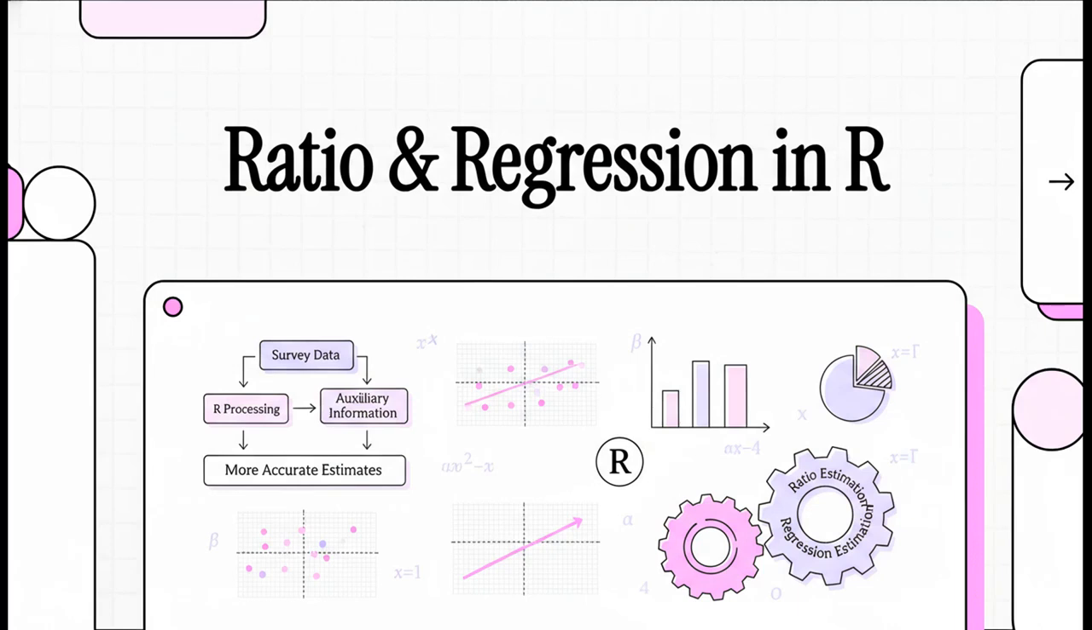Hey everyone, and welcome. So, you've got survey data, and you're thinking, how can I make my estimates even more accurate without having to go out and collect more data? Well, you've come to the right place. Today, we are going to dive into how you can use what's called auxiliary information right inside R to seriously boost the precision of your survey estimates. We'll be looking at two really powerful techniques: ratio and regression estimation.